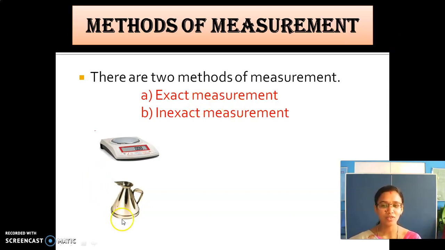And this is used to measure the liter. This is a liter gauge. It is used to measure what? Kerosene. Yes, kerosene, diesel, petrol. And what is that? Measuring jar is also used to measure the liquid quantity. Okay. And then what is the next thing? Scale. Scale is used to measure distance. So these are all exact measurements.